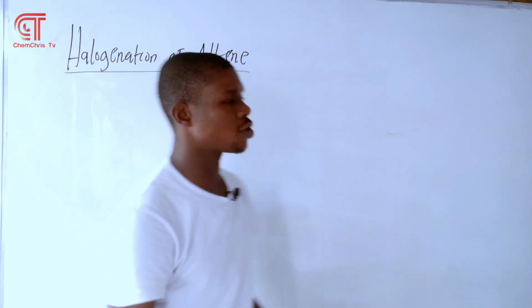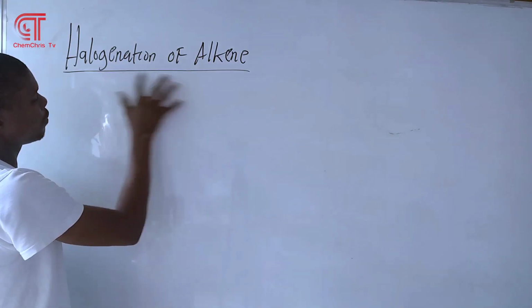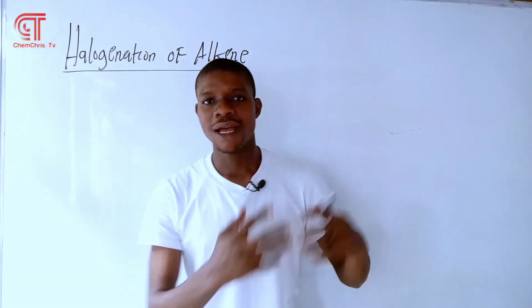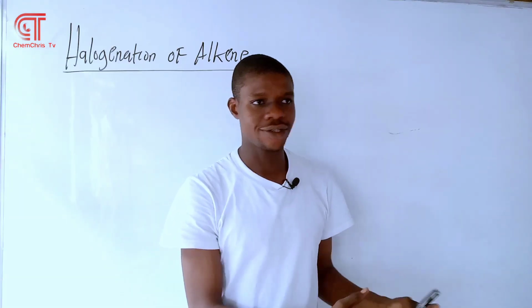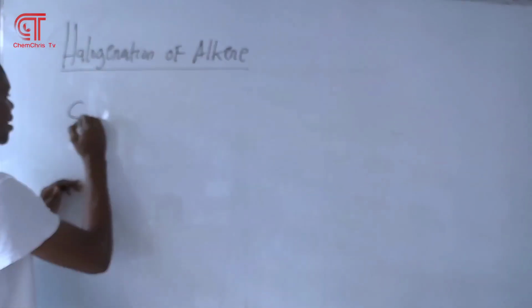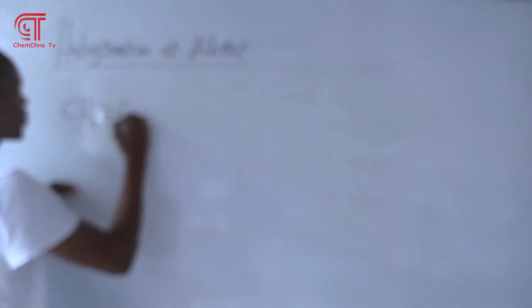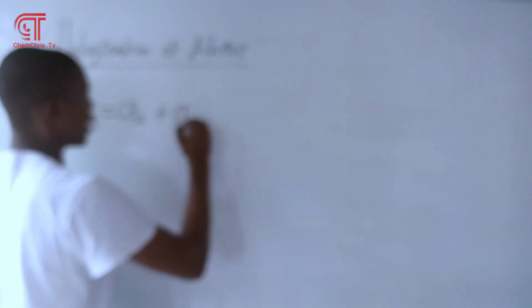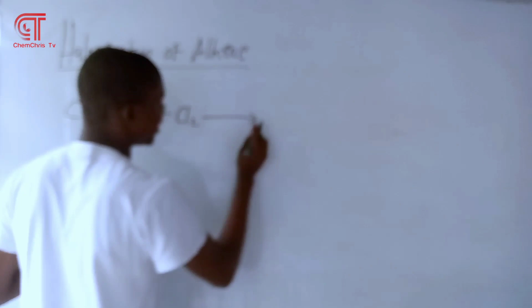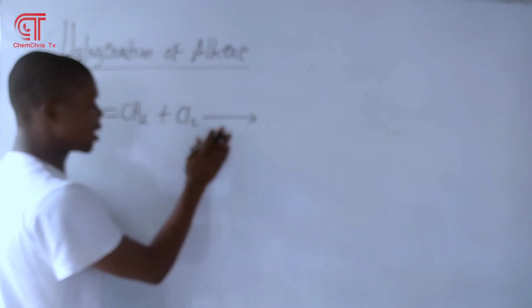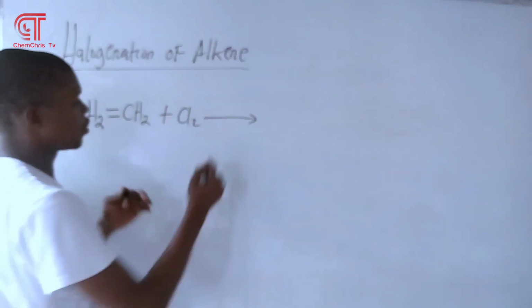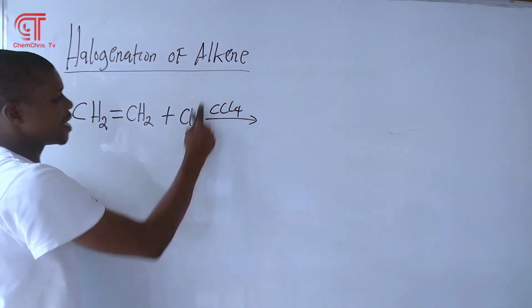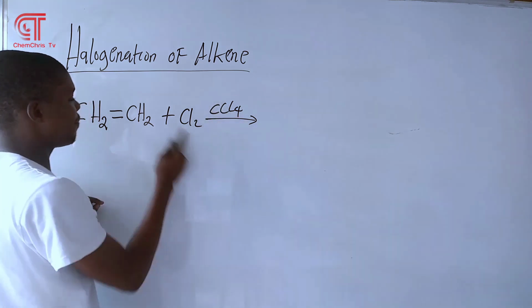The next reaction we are going to look at is halogenation of the alkene. This is when you add halogens to the alkene to form an alkyl halide. For example, here we have CH2 double bond CH2 plus, you can choose any halogen, Cl2. These reactions always occur in a medium, CCl4. Now this medium does not affect the reaction.